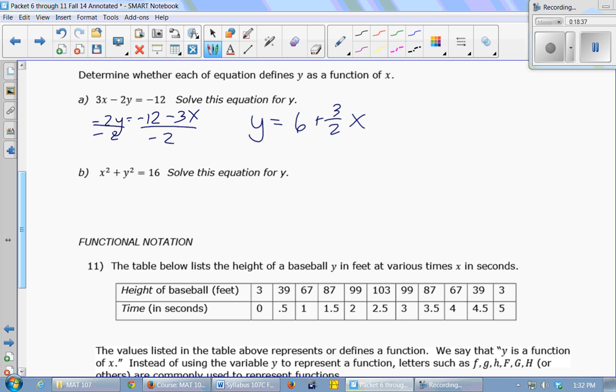So for any x I plug in here, pick any random x you want, 5. If you put 5 in there, how many y's do you get? Just 1, right? 3 halves times, let's put in 6, it's easier. 3 halves times 6 is 9, plus 6 is 15. Any x, 1 y. Any x in will give 1 y, and that 1 is the important thing, right? So yes, this is a function.